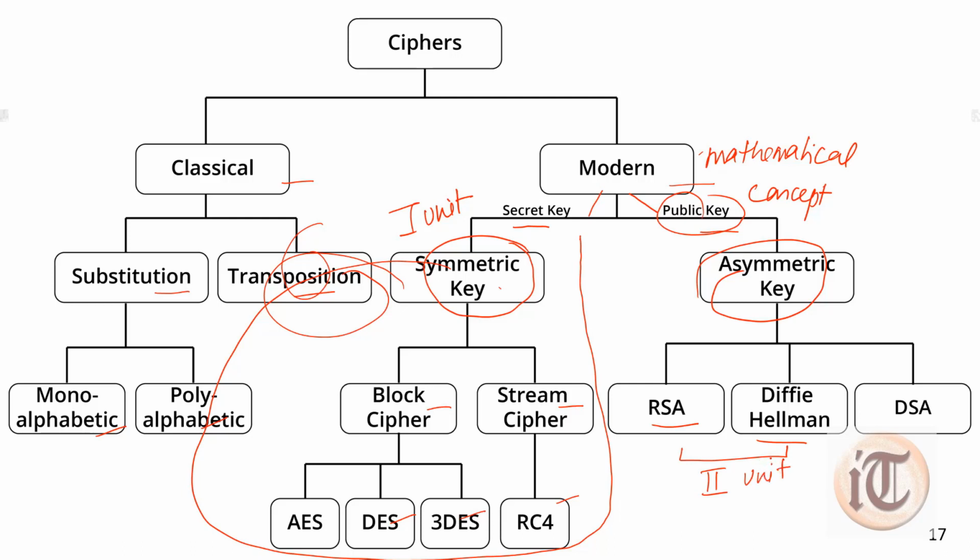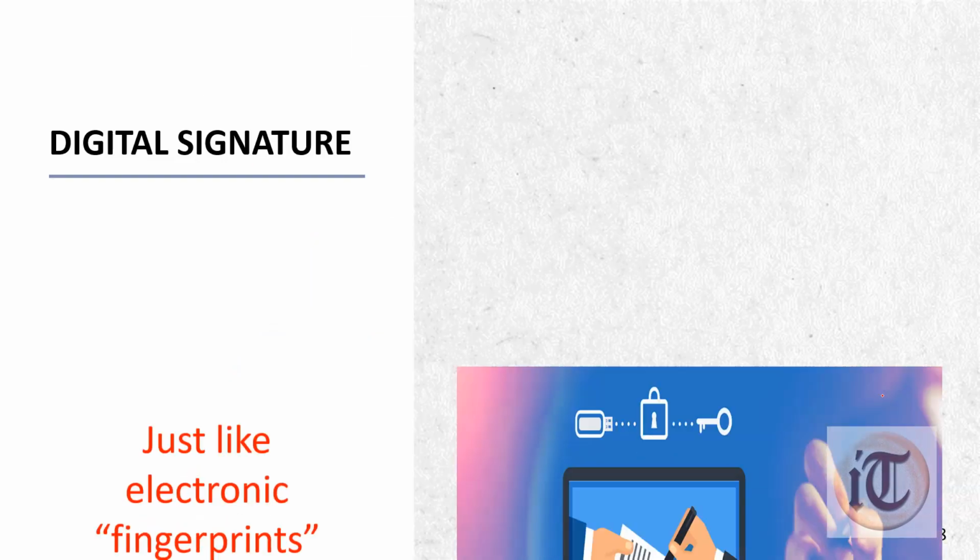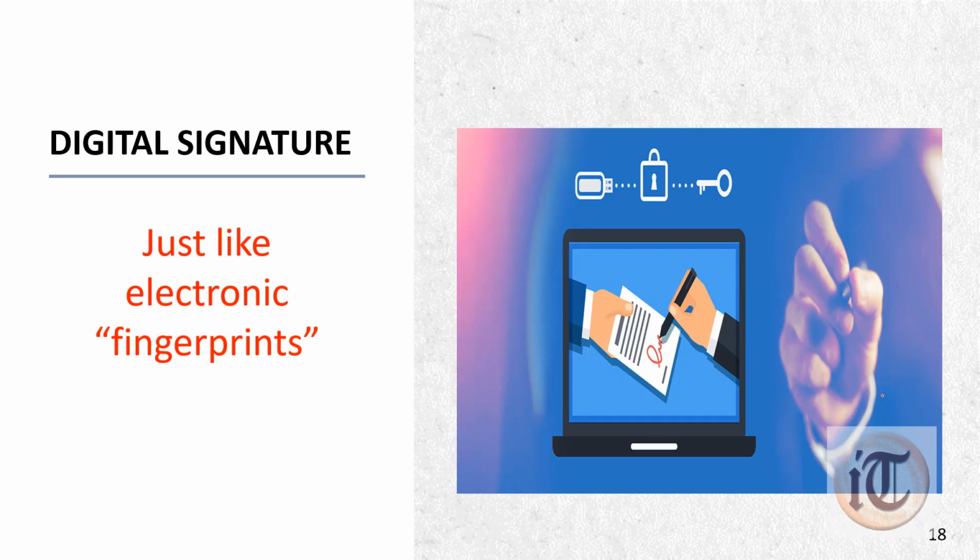And in the third unit, we will discuss one of the asymmetric key cryptography algorithms, that is DSA, which means digital signature algorithm. Now, digital signature refers to a standard for digital signature, or we can say just like electronic fingerprints. Along with RSA, DSA is considered one of the most preferred digital signature algorithms used today. So in this unit, we will also discuss hash algorithms, or you can say hash functions, and many more techniques. So in the third unit, we will cover digital signature.